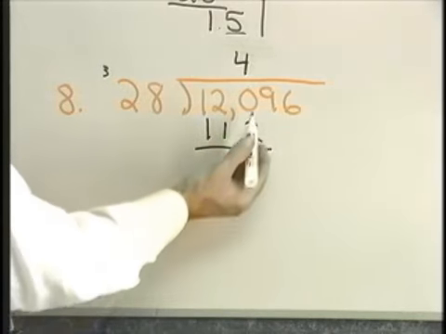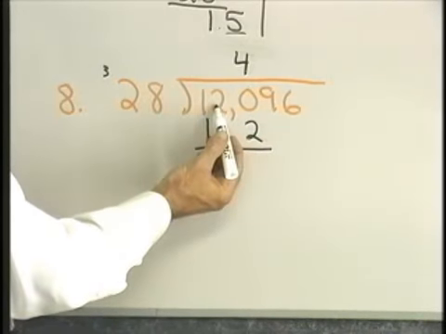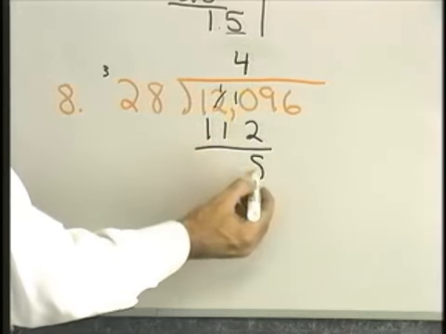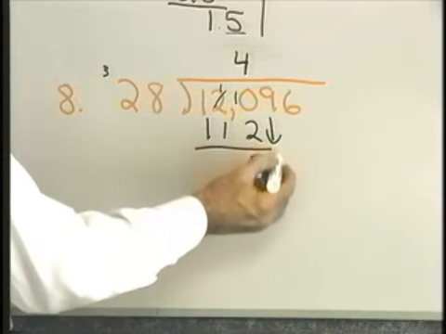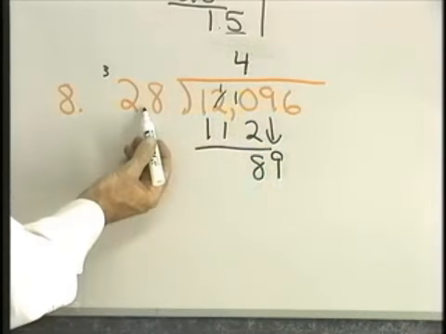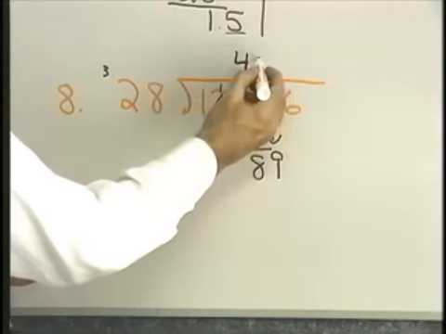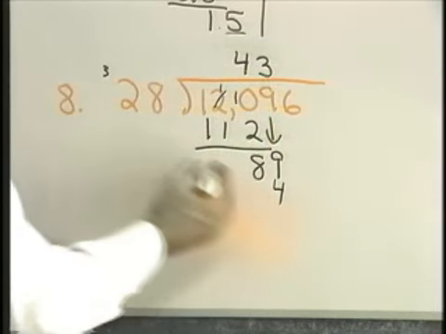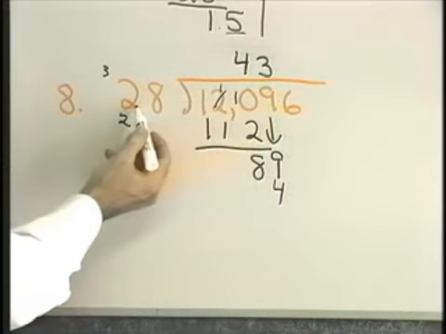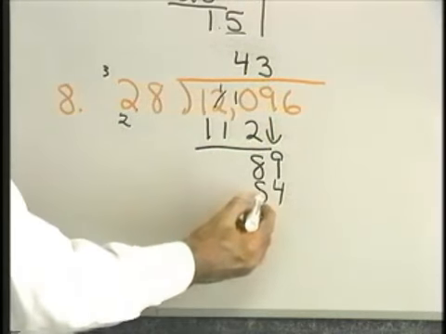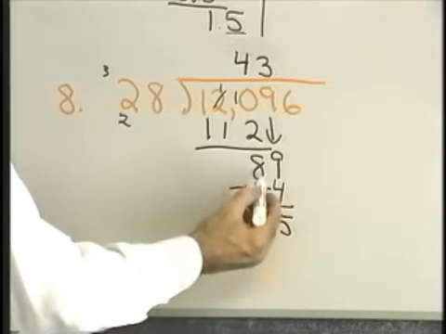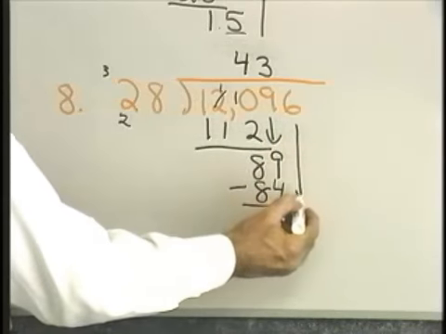Now I subtract. 0 subtract 2, I borrow a 1 from this. That gives me 10. 10 subtract 2 is 8. Bring down the next number, which is 9. I'm going to say 28 goes into 89. Should we try 3? 3 times 8 is 24. Carry the 2. 3 times 2 is 6, 7, 8. Now I subtract. 9 subtract 4 is 5. 8 subtract 8 is 0.